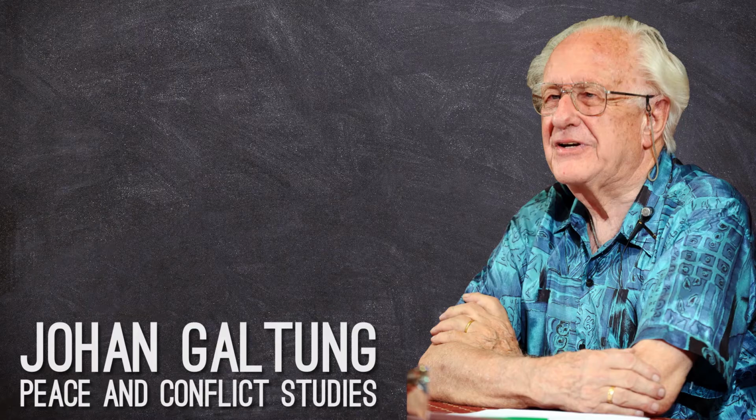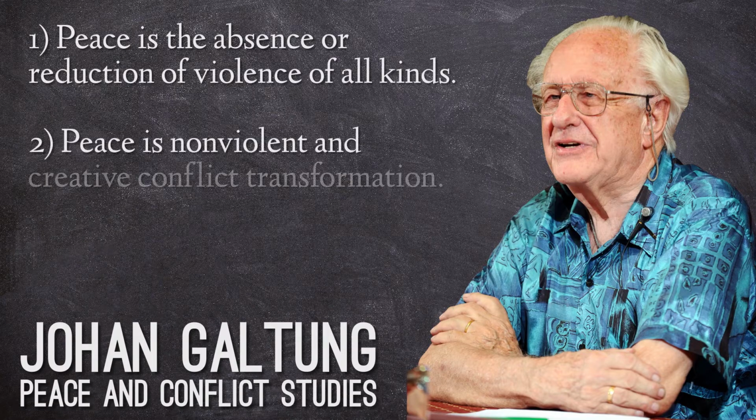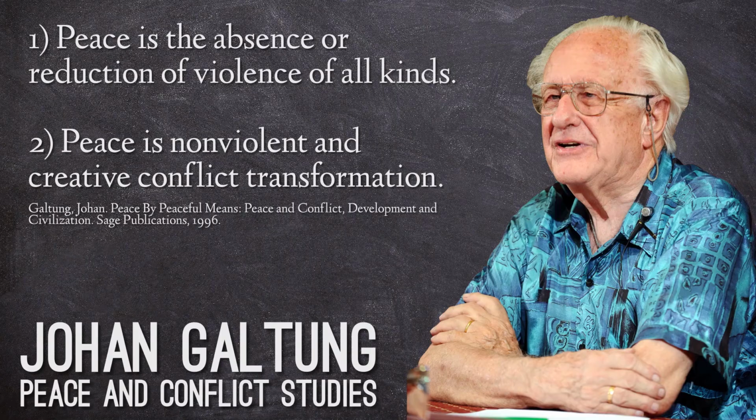Galtung's definition of peace has two crucial components. First, to Galtung, peace is the absence or reduction of violence of all kinds. And second, peace is the nonviolent and creative conflict transformation. To Galtung, conflicts will always exist, and they can't necessarily ever really be resolved, but they can be transformed in a way that conflicts can be dealt with without necessarily having to resort to violence.